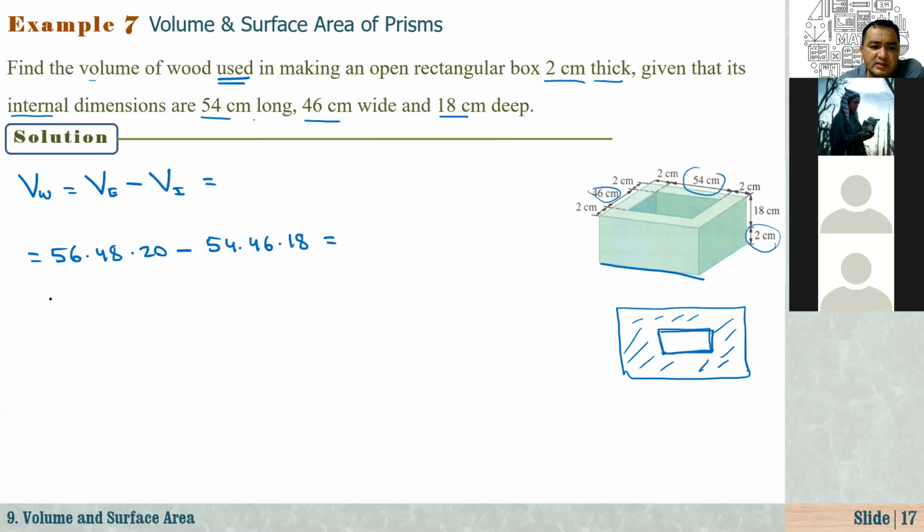So that gives us the volume of the wood that is used to make this rectangular box. That's equal to 56 times 48 times 20 minus 54 times 46 times 18. That's equal to 9,048 cm cubed. This much wood is used to make this rectangular box.